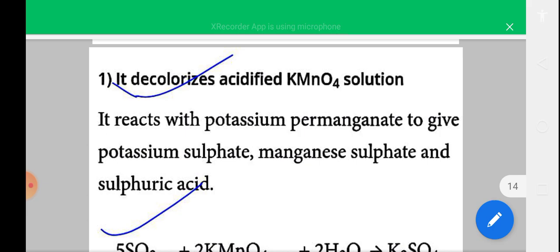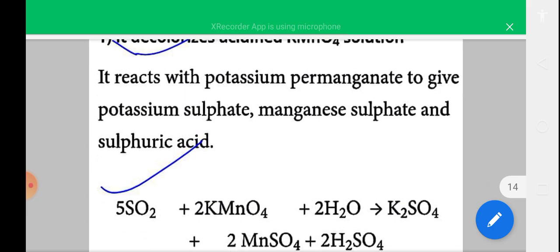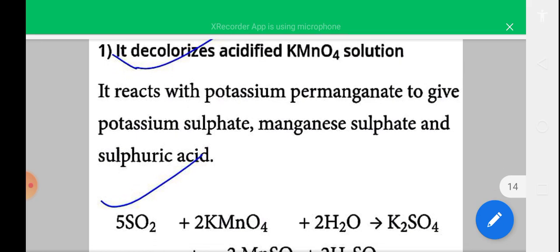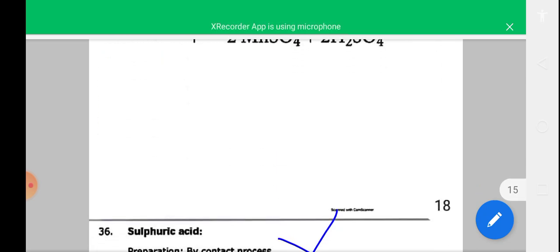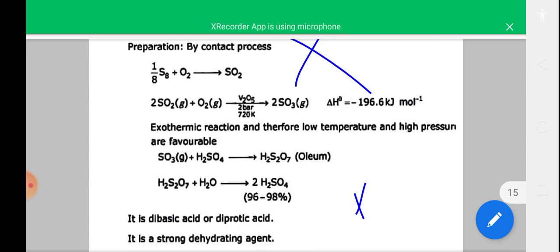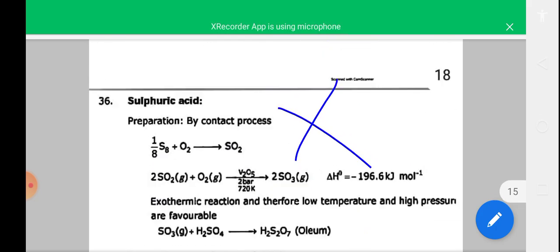And sulfur dioxide decolorizes acidified KMnO4 solution. Sulfur dioxide reacts with potassium permanganate to give potassium sulfate, manganese sulfate and sulfuric acid, and the reaction is 5SO2 plus 2KMnO4 plus 2H2O gives K2SO4 plus 2MnSO4 plus 2H2SO4. And lastly, sulfuric acid is not given in the syllabus.